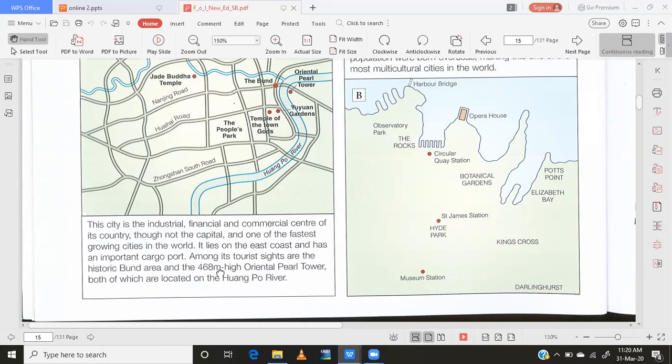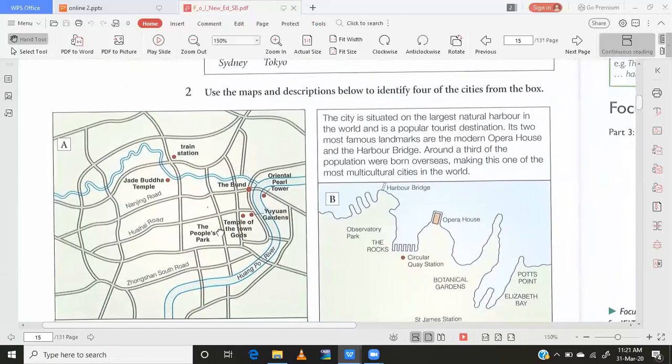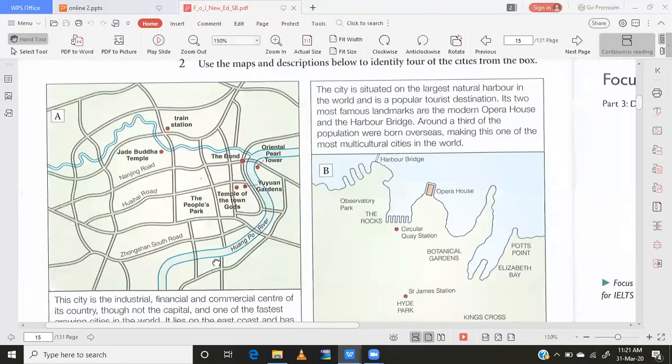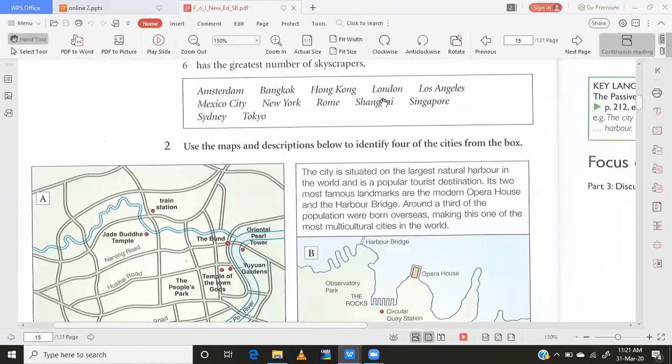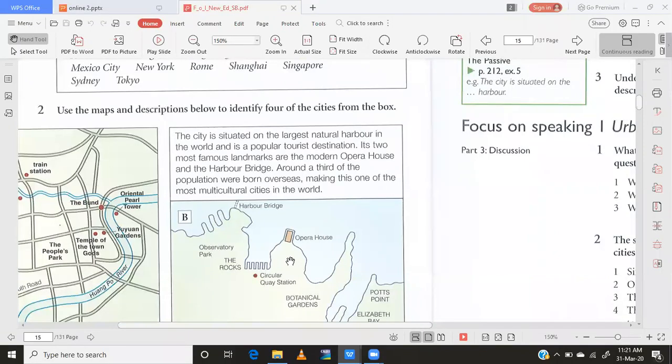So, which city is this? Let me give you a small hint, okay? It's sometimes known as the Paris of the East. The country it's in has one of the fastest growing economies in the world. So, which city? It is Shanghai, China. Okay.